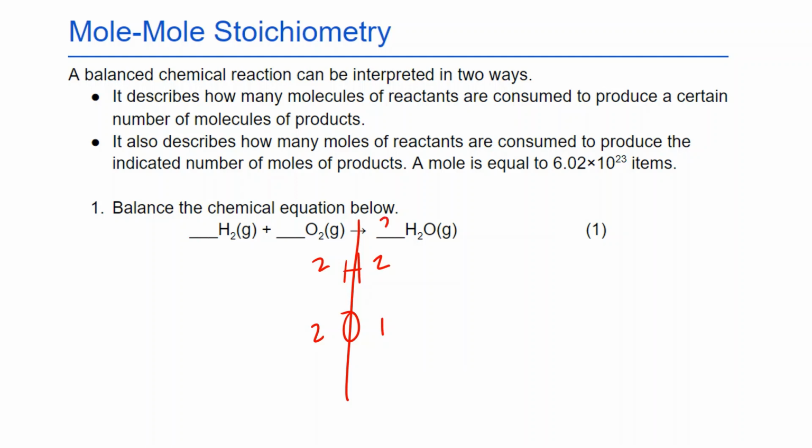So if I put a 2 in front of this guy, that'll give me 2 oxygens and 4 hydrogens. So I'll put a 2 in front of this guy and get 4. And there's a 1 in front of the O2.